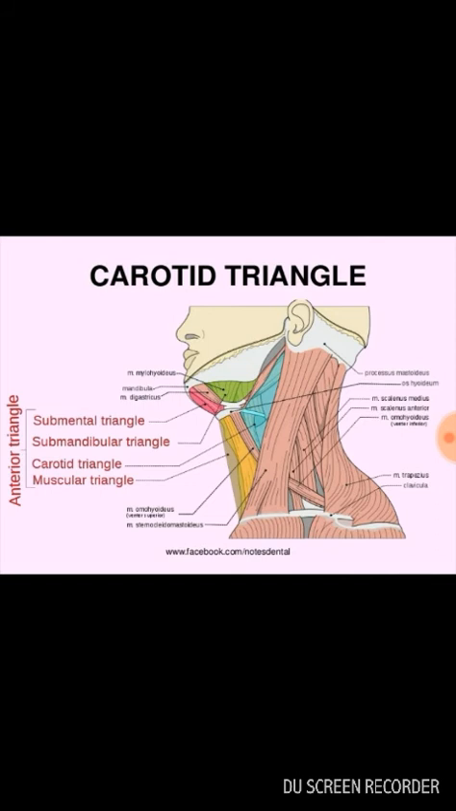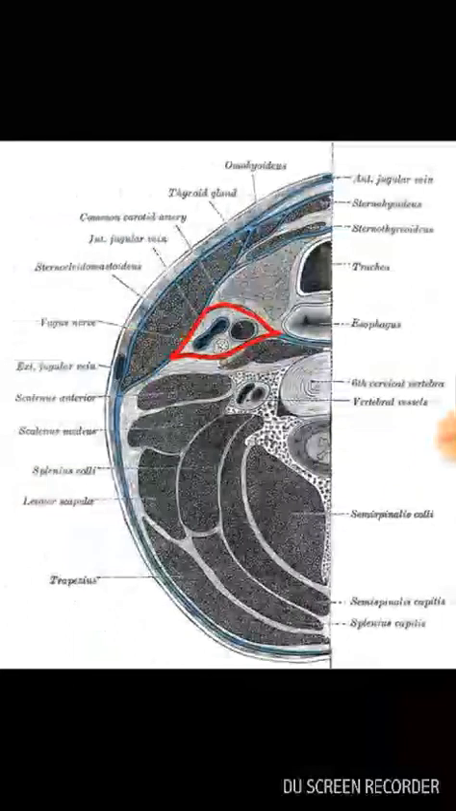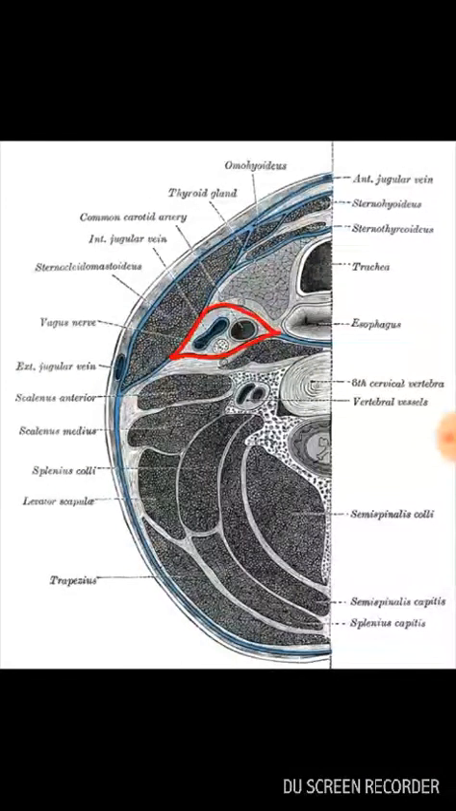And the contents, once again, are the common carotid artery, internal jugular vein, and vagus nerve. And these are contained in the carotid sheath. As mentioned before, internal jugular vein laterally, common carotid medially, vagus nerve posteriorly. Remember that. Anterior to the sheath is the ansa cervicalis, and posterior to the sheath is the inferior thyroid artery, recurrent nerve, and the sympathetic trunk.